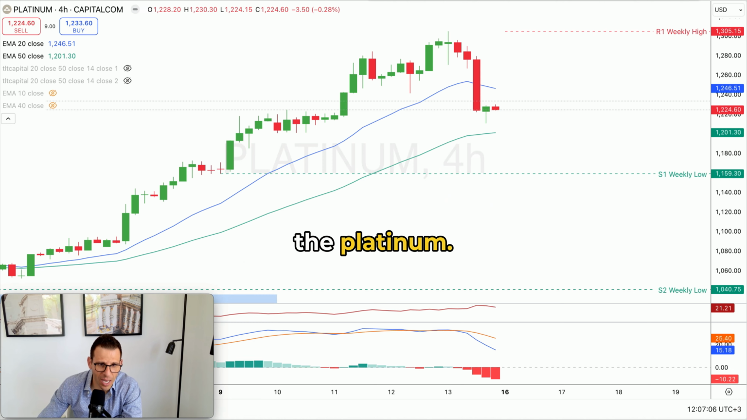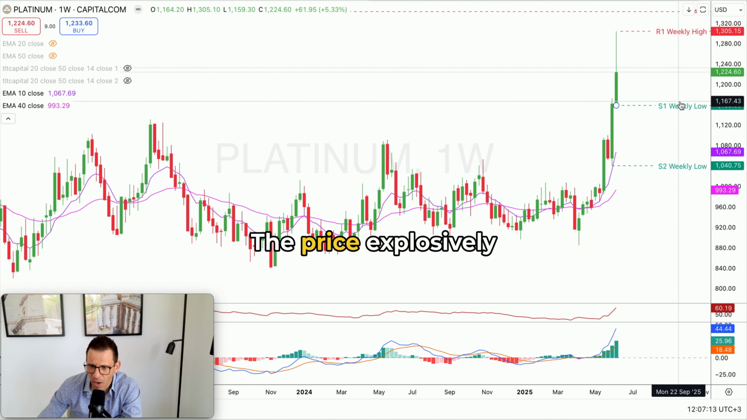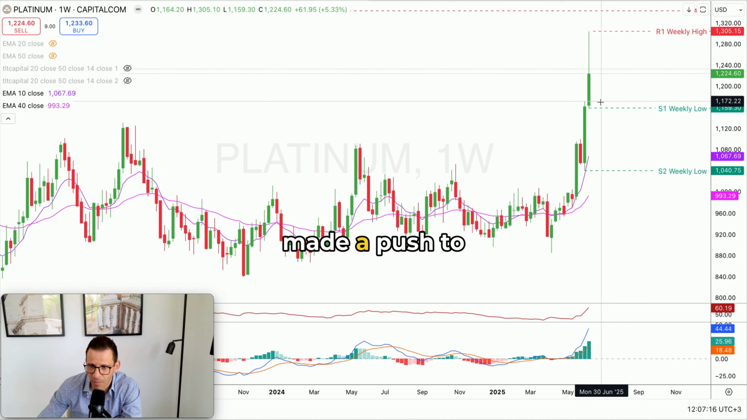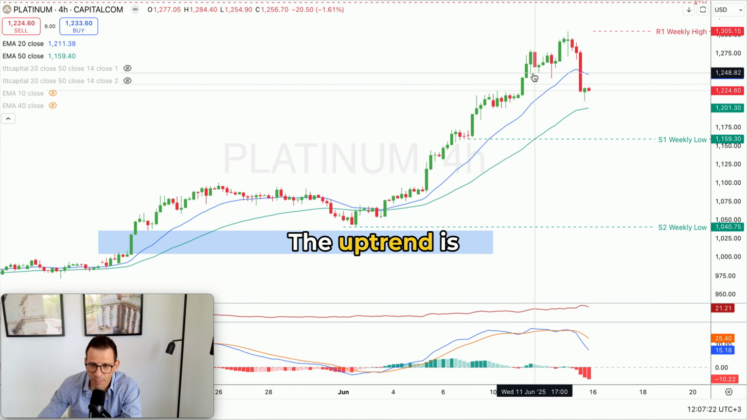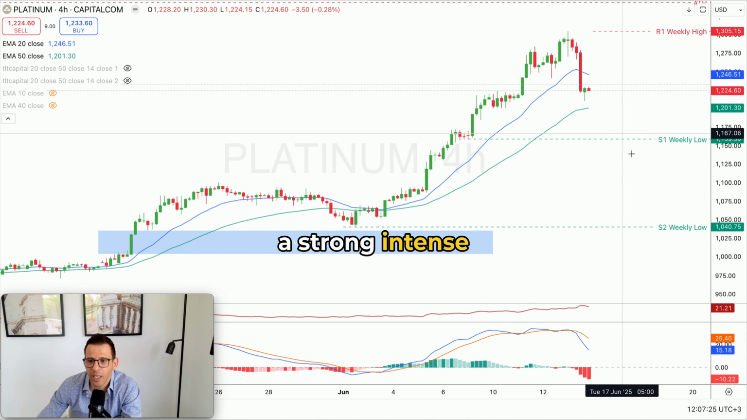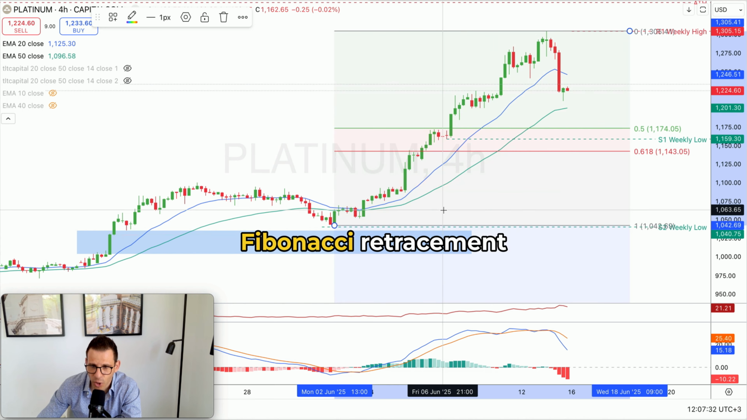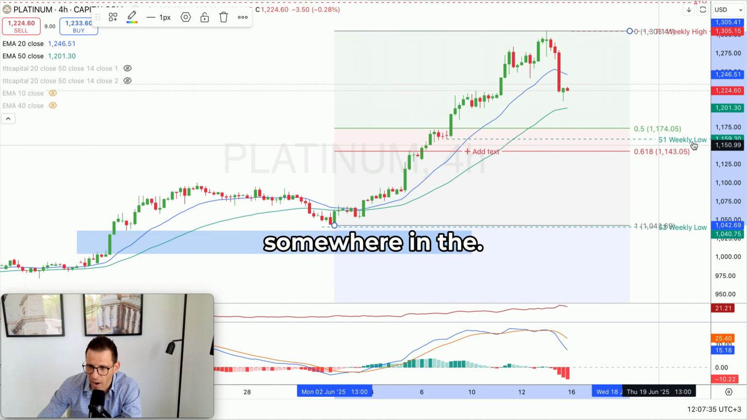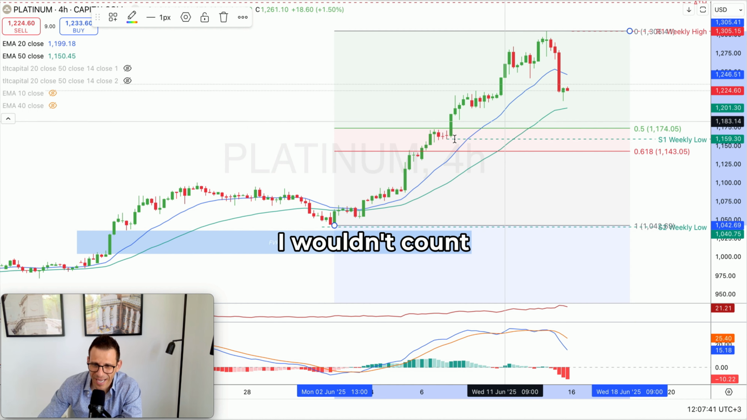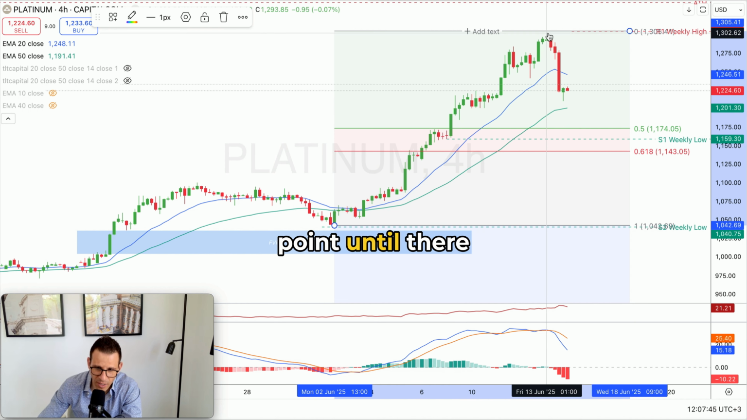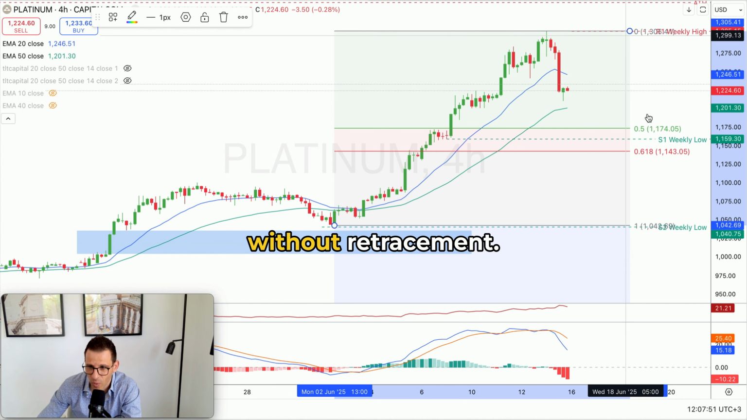Look at, I think it's the platinum. Yep, the platinum one. There is an all-time high right here. The price explosively made a push to the upside, creating more higher highs and higher lows. On our time frame, the uptrend is very steep. It means there is a strong intent from the buyers to buy this market. If you are trading the 4-hour, I would recommend a Fibonacci retracement somewhere a little bit above and below the previous week's low, give or take. I wouldn't count the swing from this point until there. I would rather take all this move, because this move went on without retracement.